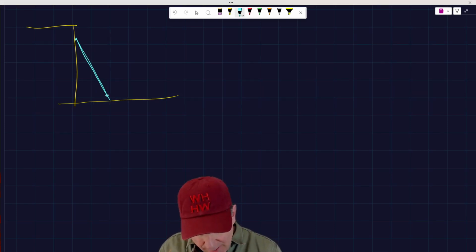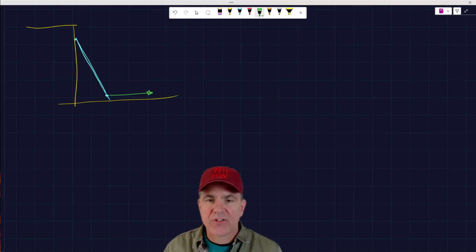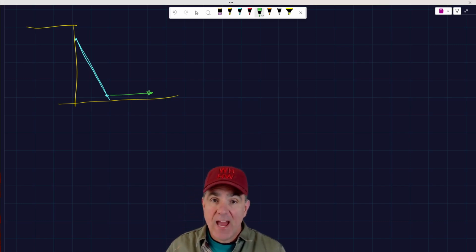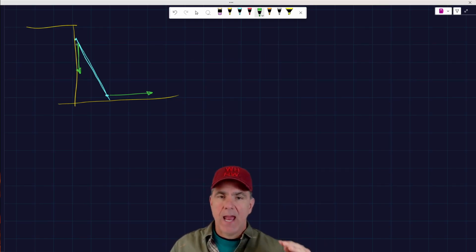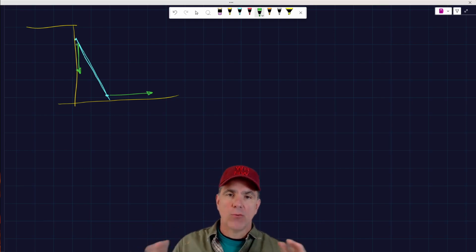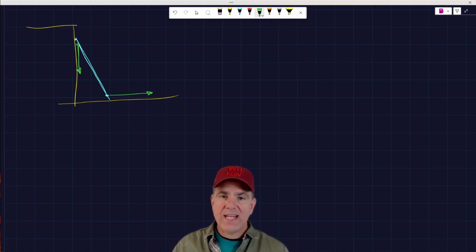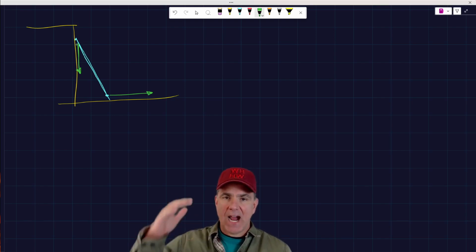If I grab the bottom of the ladder and I start walking, and let me change colors here, and I just start walking this way with some velocity, then as I'm walking, the top of the ladder is going to slide down the side of the building. And the rates are related. That's where the term related rates comes from. So the rate at which I am pulling on the bottom of the ladder is related to how quickly it's sliding down.